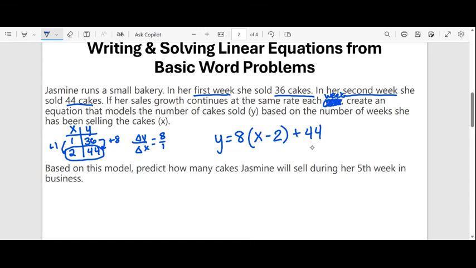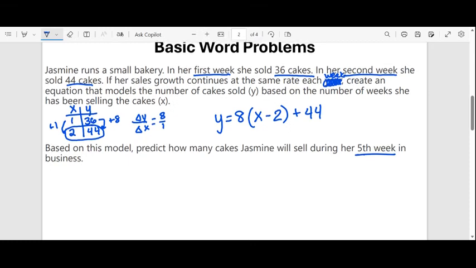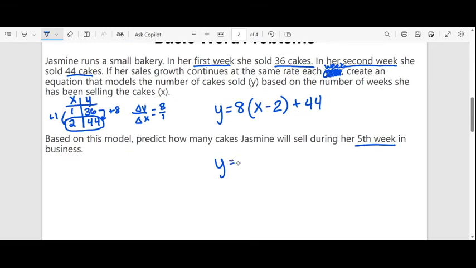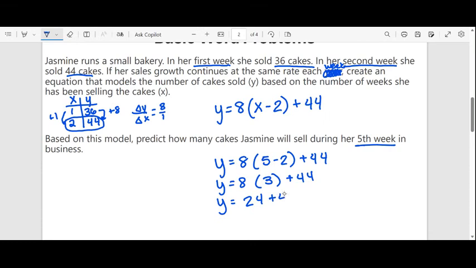Now I'm going to predict how many cakes she'll sell in her 5th week in business. So remember, time is your X. So I'm going to plug in 5 for my X value. And then I'm going to do what's inside of my parentheses first. So inside of my parentheses, 5 minus 2 is 3. And I'm going to have 8 times 3 again. 8, 16, 24. And 24 plus 44 is going to give me 68. So I predict she'll sell 68 cakes at the end of her 5th week.